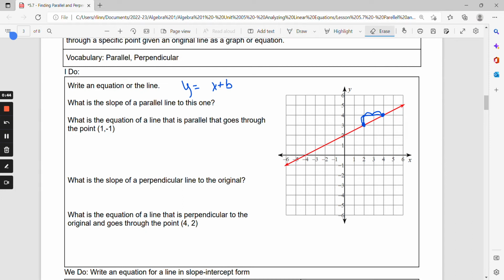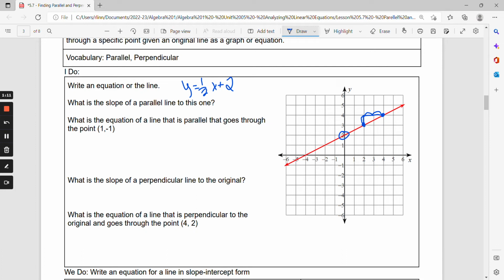So in place of m, I'm going to write 1/2. And then b is my y-intercept when I have slope-intercept form, and I can see that my line crosses over the y-axis there at 2, which means that my y-intercept is 2. So my b is going to be replaced with plus 2. So the equation of this line is y equals 1/2 x plus 2.